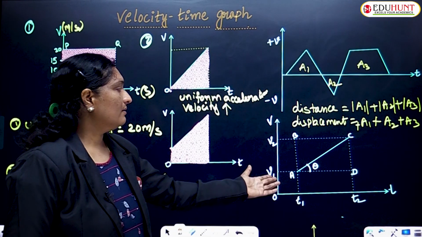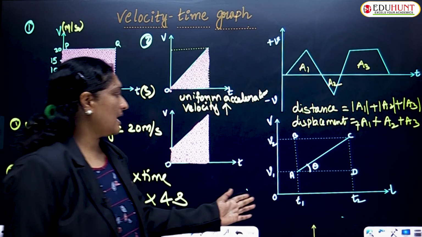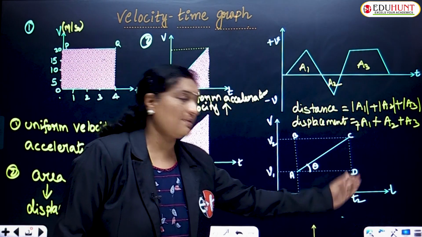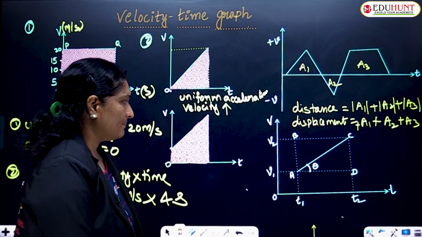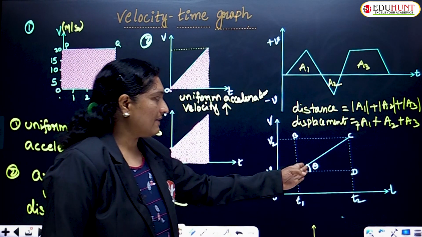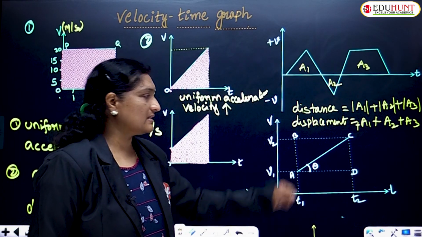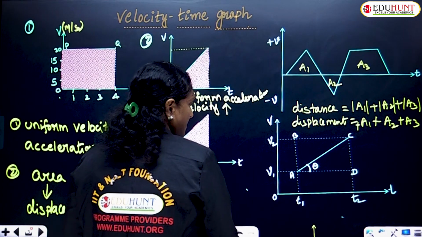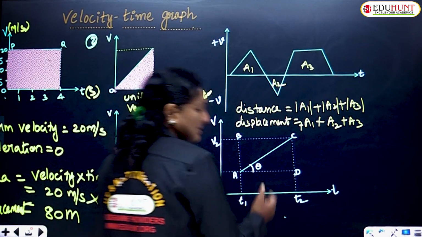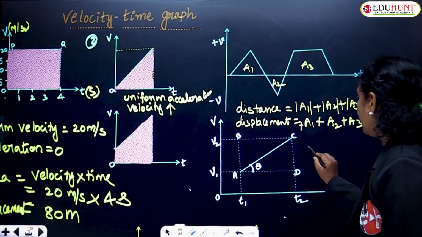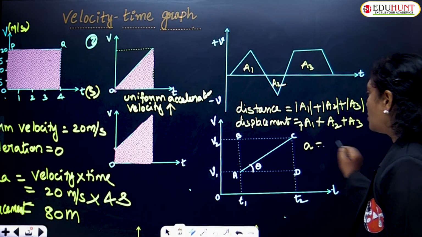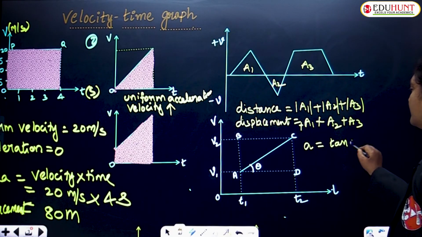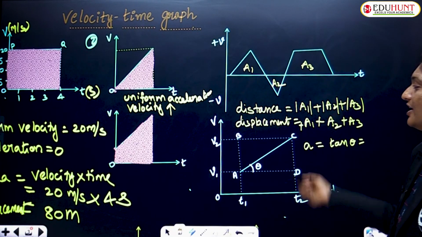So similarly, one more example was given. In this example, we have initial velocity and final velocity. Some initial time and some final time were also given. The slope of this graph, with theta given, is tan theta. So in this example, the slope of the graph is taken as tan theta. So acceleration is nothing but the slope of the graph. The slope of the graph can be found either as tan theta or as the change in velocity upon time.